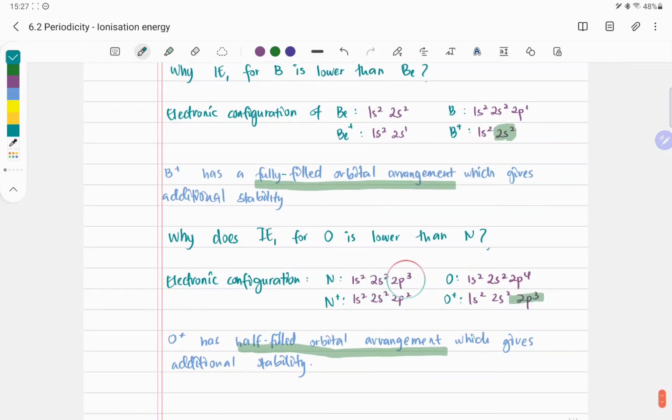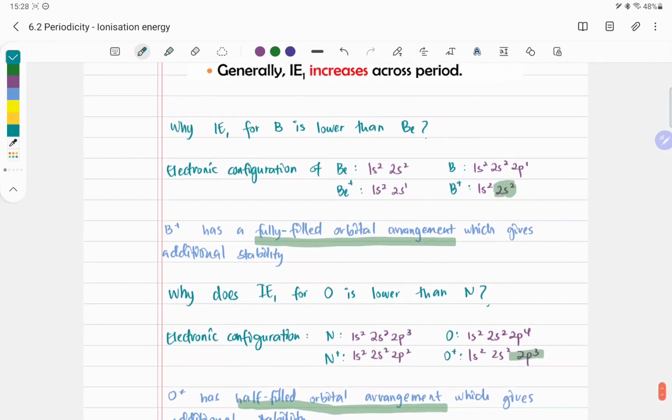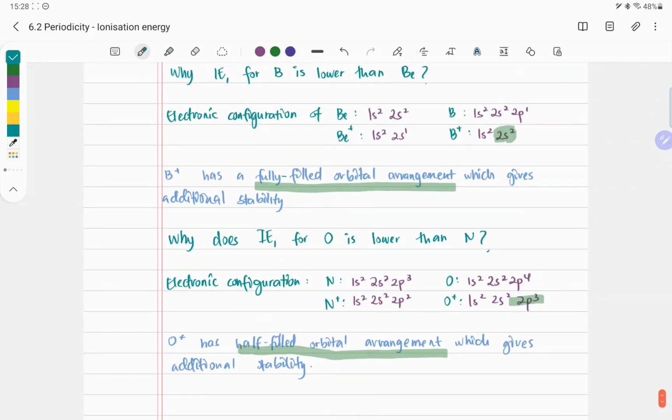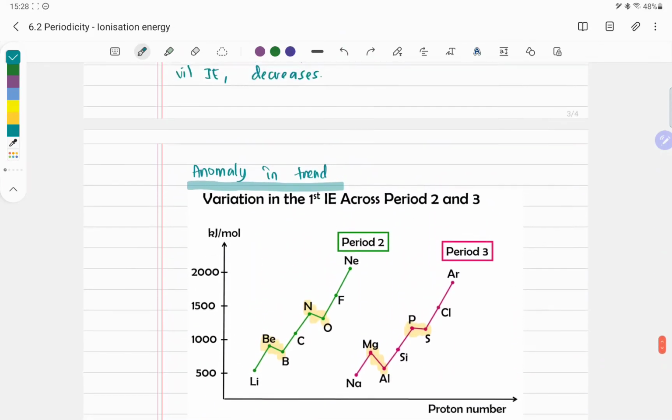And kalau kita tengok nitrogen, ini dah half filled dah, stable. Nak buang ni jadi tak stable. So sebab itulah nitrogen lebih tinggi. Sama juga macam ni, yang ni dah fully filled, nak jadi half filled. Yang ni lebih stable, fully filled lebih stable daripada half filled. Okay, so dia macam itu. So that is the explanation that you need to know for the part of this chapter.